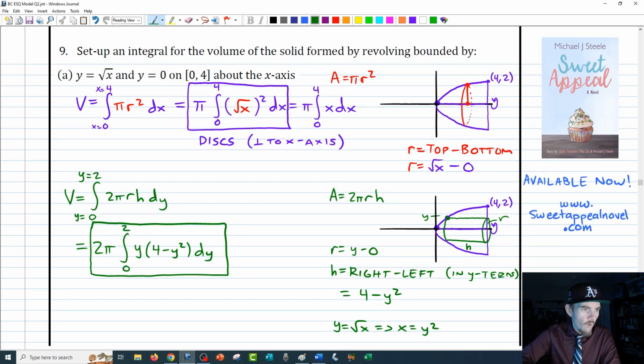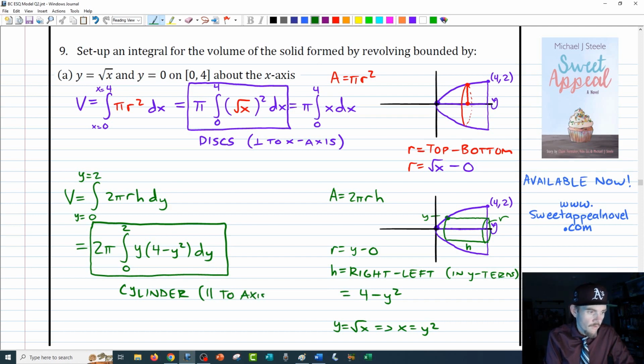And otherwise, we've used one method. We use discs. I mean, that'll be true. One of the methods will be discs or washers. The other method will be cylinders or shells. This is the cylinder method. In that case, it runs parallel to the axis of revolution.